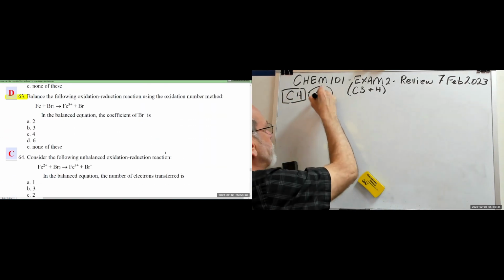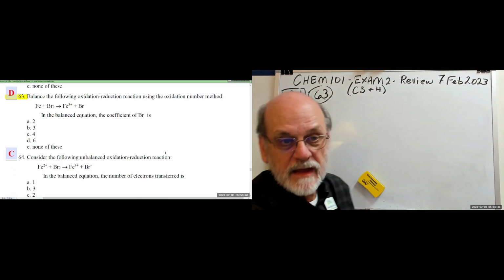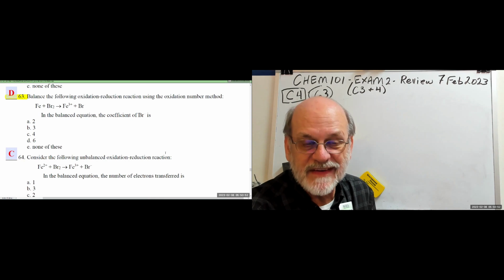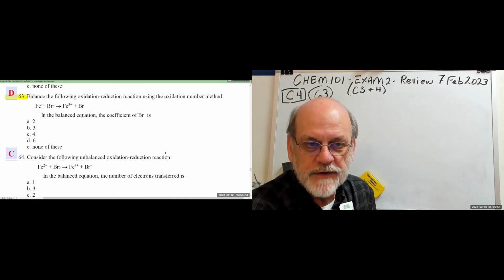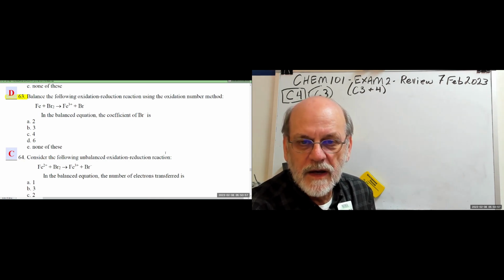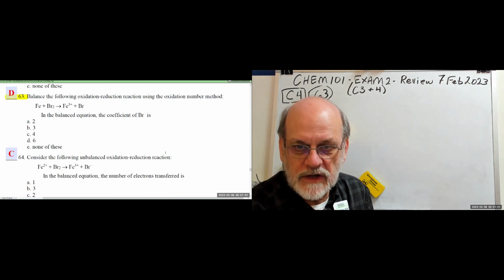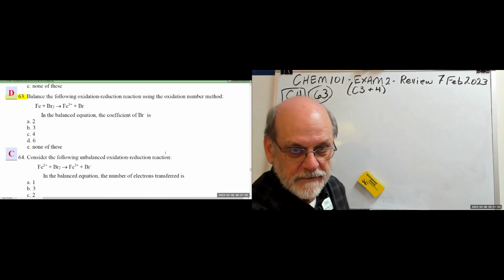63. Balance the following oxidation reduction reaction using the oxidation number method. In the balanced equation, the coefficient of Br minus is what? Okay. Using the oxidation reduction method.